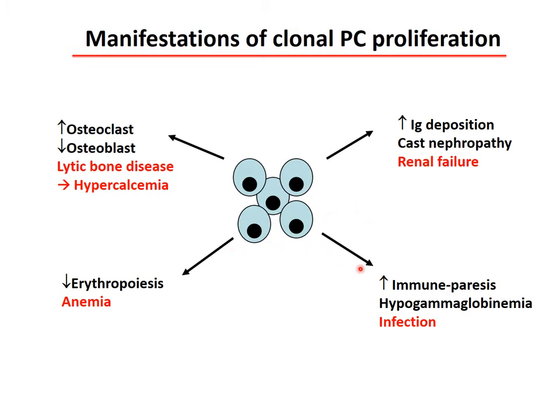And due to the monoclonality, the normal cell number decreases, which is why we have decreased gamma globulin or globulin levels. This is why the patient has an immune paresis, so a very common infection can develop in this patient who has this monoclonal gammopathy.